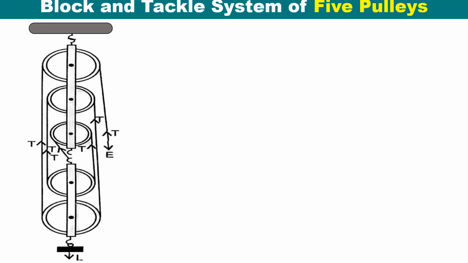Now block and tackle system of 5 pulleys. If you have 5 pulleys, you will attach 3 in the upper block and 2 in the lower block. Now check how many strands are supporting the lower block pulleys. There are 2 pulleys in the lower block, but how many strands are supporting the lower block? So the lower block is supported by 5 strands. So it is supported by 5T. Okay. And effort will always be supported by 1T.